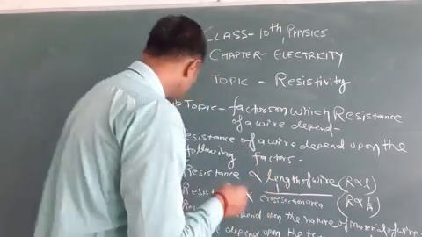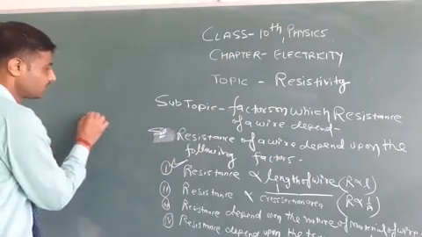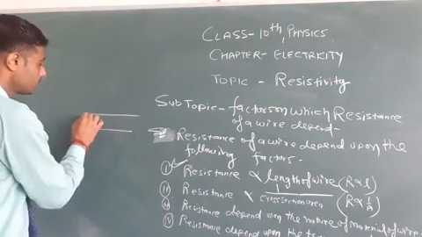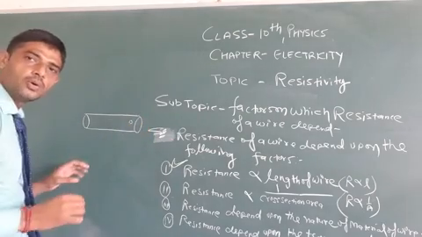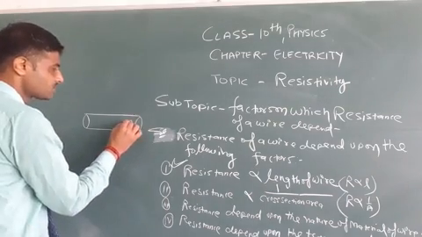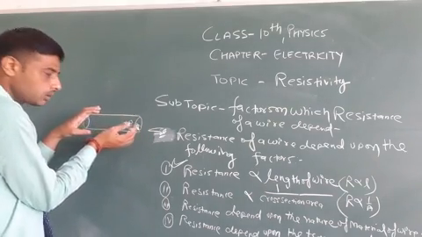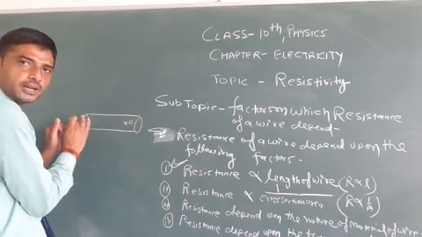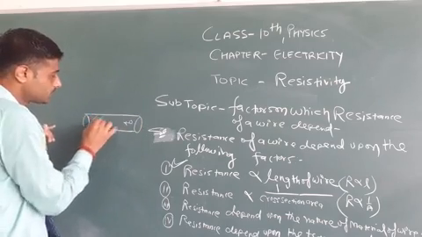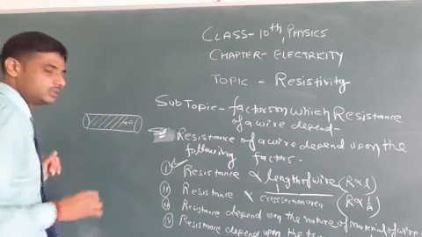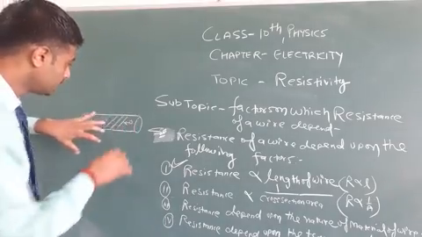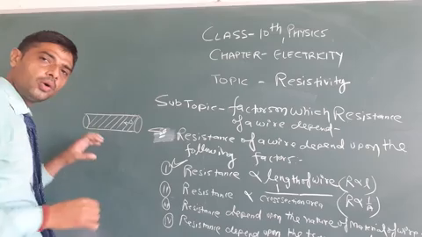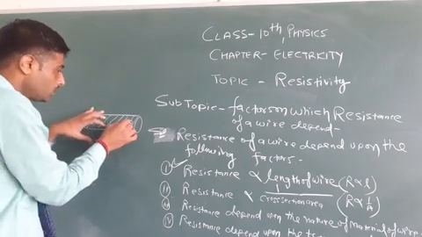So a free electron, right, this is the length of wire, and the free electron moves from one end to another end. So this is the path, and in this path, the electron has to travel.